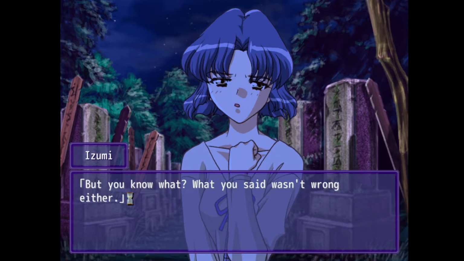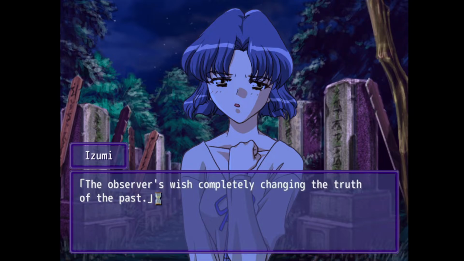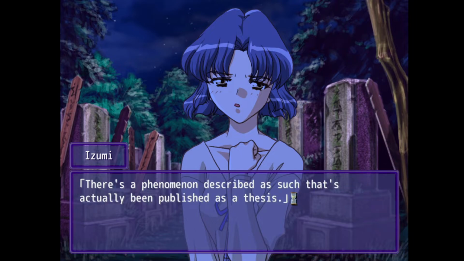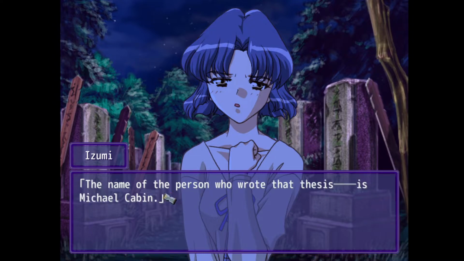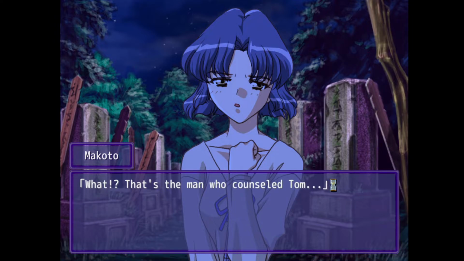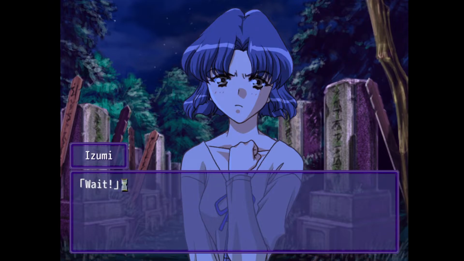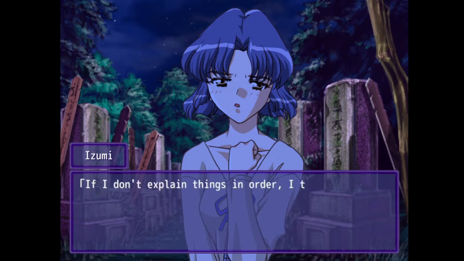But you know what? What you said wasn't wrong either. Huh? The observer's wish completely changes the truth of the past. There's a phenomenon described as such that's actually been published as a thesis. The name of the person who wrote that thesis is Michael Cabot. Well, this isn't Schrodinger's cat anymore, but okay. What? That's this kind of abuse of the term here. What? That's the man who counseled Tom. Yeah, very same Dr. Cabot. Then the third trait of Curie syndrome is... Wait. We'll talk about that later. If I don't explain things in order, I think you'll probably get confused. Okay. Okay, to Makoto-kun, listen carefully.